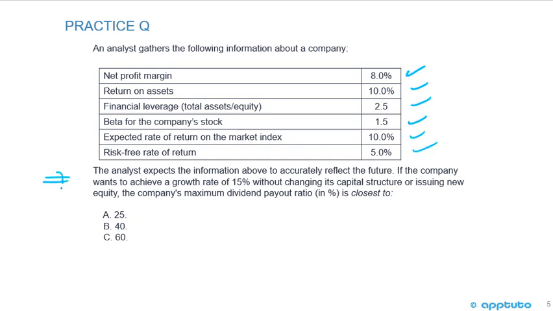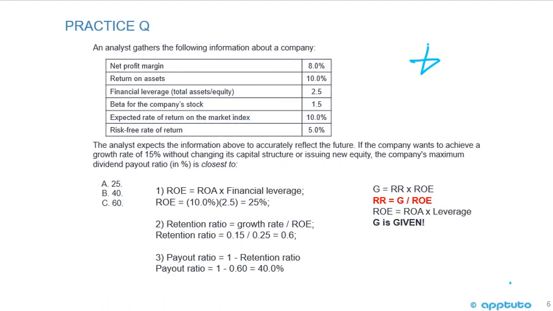So what is the question asking us? The analyst expects the information above to accurately reflect the future. If the company wants to achieve a growth rate of 15% without changing its capital structure or issuing new equity, the company's maximum dividend payout ratio in terms of percentage is closest to A, 25%, B, 40%, or C, 60%? Okay, this is a nice question. I really like this one. These are like little math puzzles. So what's it asking for us?